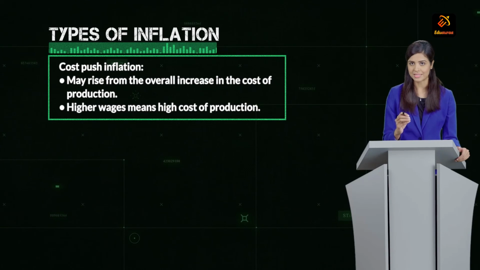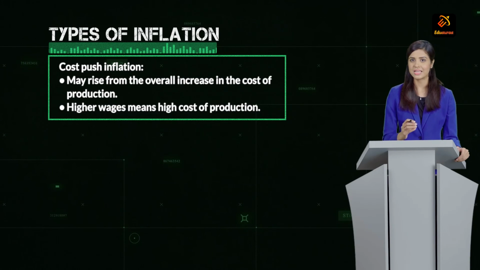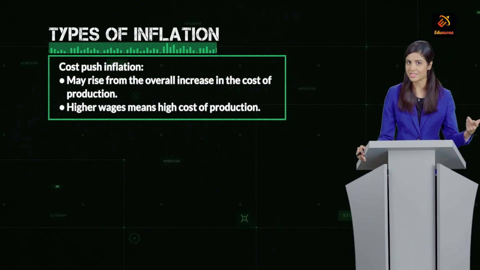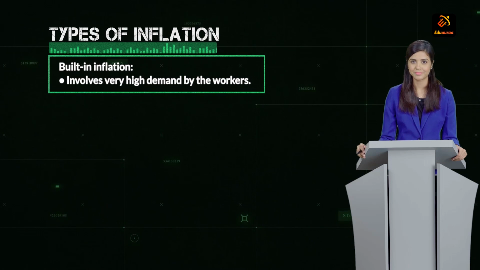Cost of production may rise due to an increase in the prices of raw materials, the manufacturing tools, and the machines, etc. Often trade unions are blamed for wage rise since the wage rate is not completely market determined. And the higher the wages, it means that a high cost of production will be there, which ultimately leads to the prices of the commodities increasing.